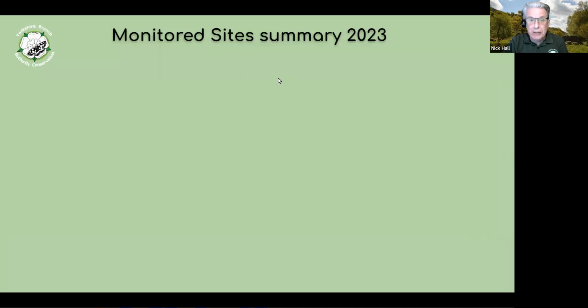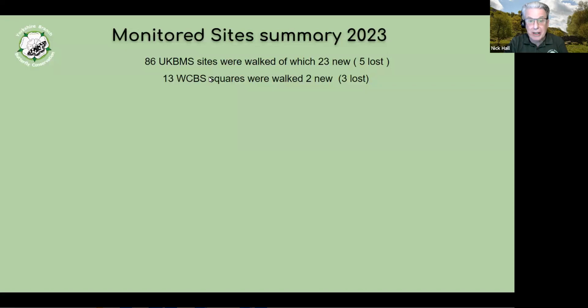2023. So we've walked 86 UK BMS sites this year. So that's an increase of 23. We've lost 5, however, but gained 23. There's 13 WCBS squares walked by our walkers. There'll be a heck of a lot more walked by BTO surveyors, which I don't get to hear about, and we don't have access to that data in terms of Yorkshire. It goes to head office.